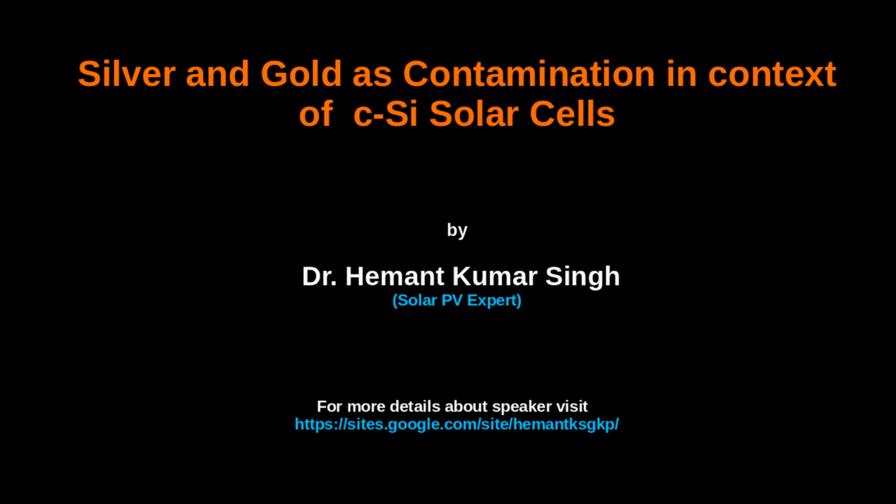As we already know, silver is already used as a contact in silicon solar cells, and gold is also an element which is used as a contact in some research solar cells, but it is really problematic if gold is present where the crystalline silicon solar cell is being processed. So we will see that in a moment.